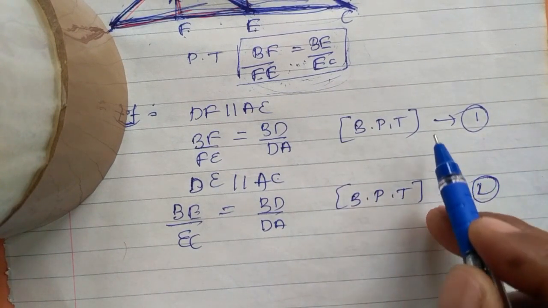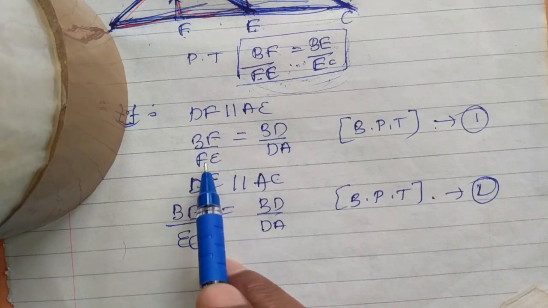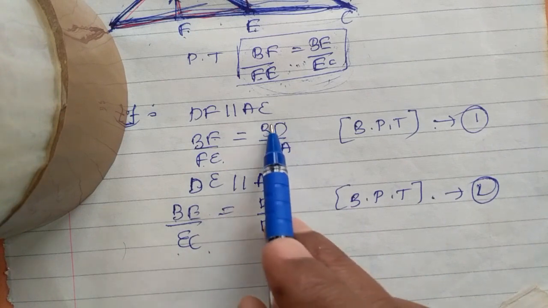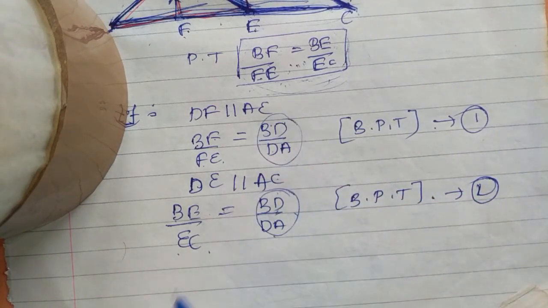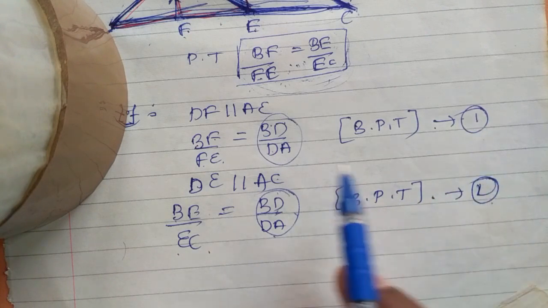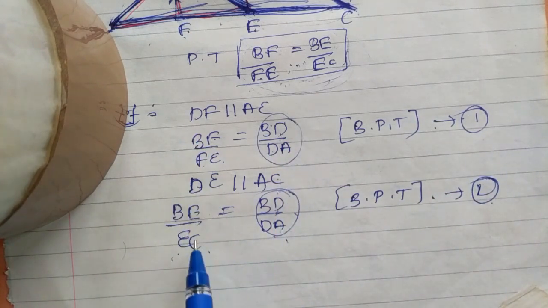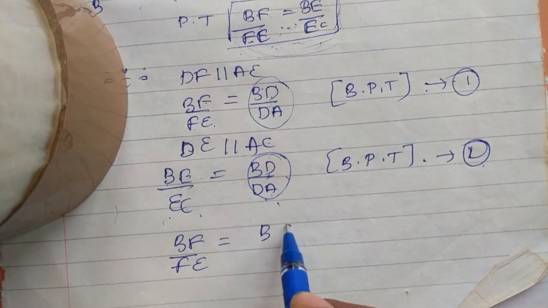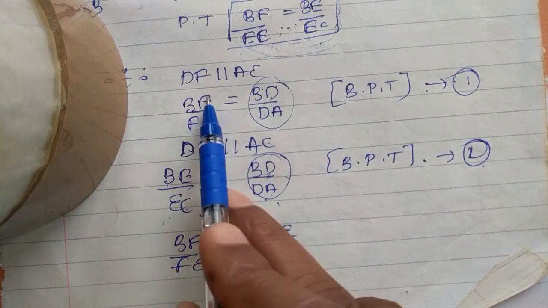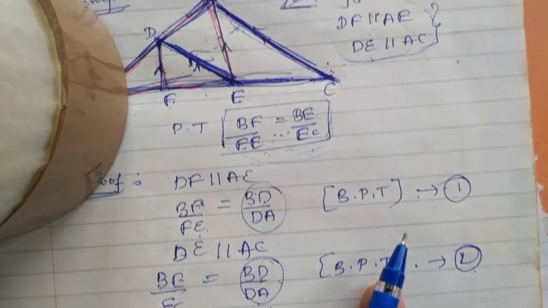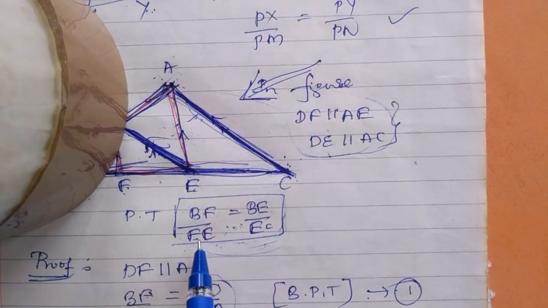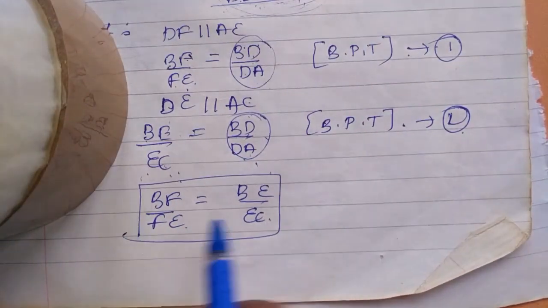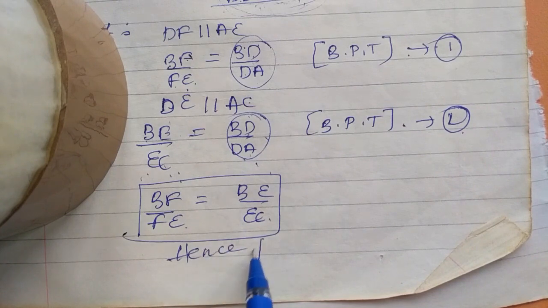Result 2. In results 1 and 2, look, BF by FE is equal to BD by DA. Here BE by EC is equal to BD by DA. From results 1 and 2, look, BD by DA is common on the right hand side. So from 1 and 2, right sides are equal, then LHS also equal. Then I can write BF by FE is equal to BE by EC. So look at what to prove: BF by FE is equal to BE by EC. That we obtained. Hence, proved.